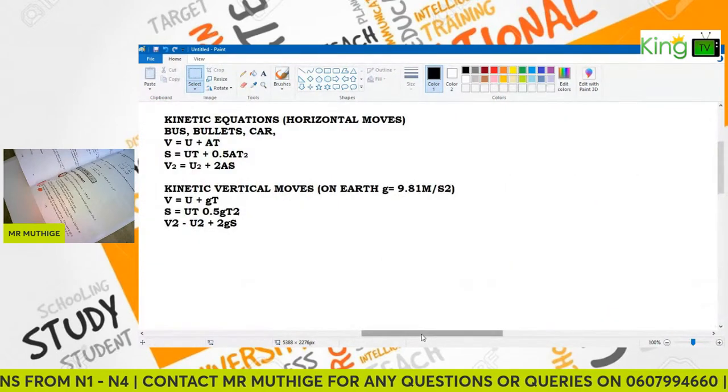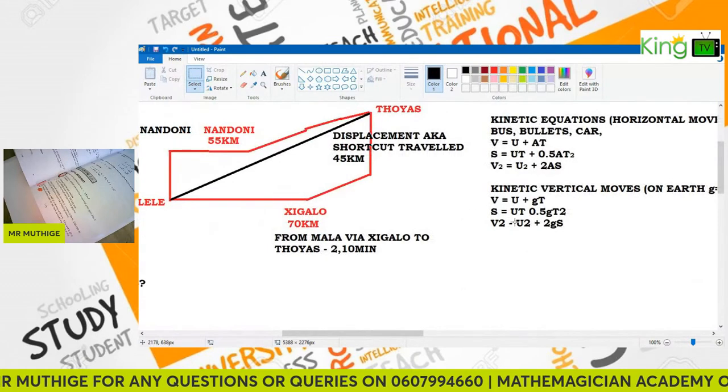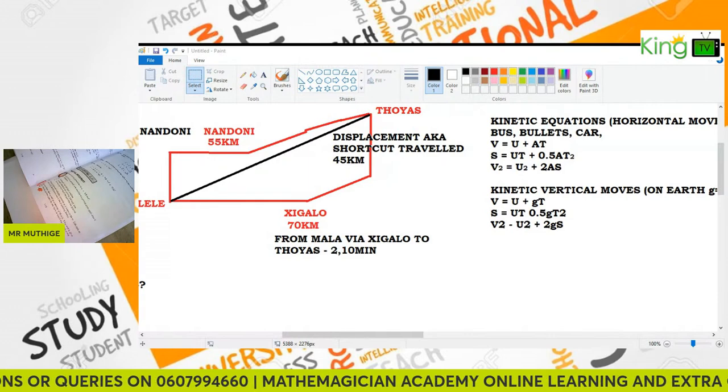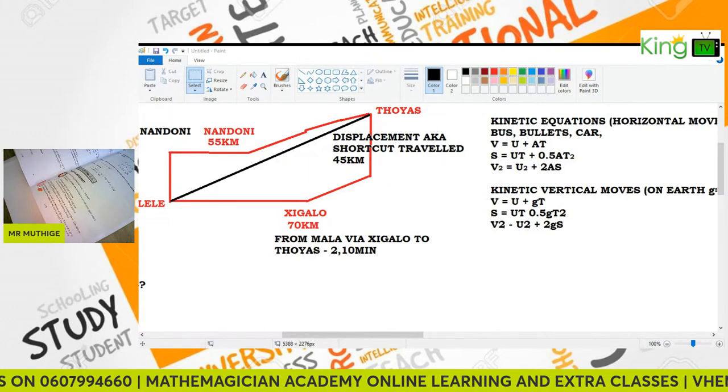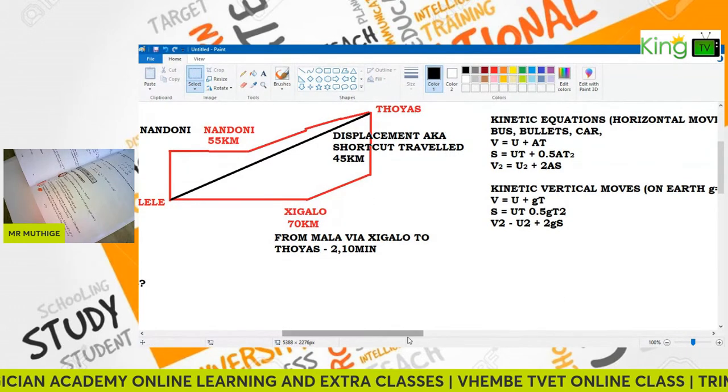Take note of these equations. There's these three and these two. Very, very important equations that we're going to work with, and it's going to be super awesome. Make sure that if you're online, you're sharing this with your friends and your classmates and everyone else.